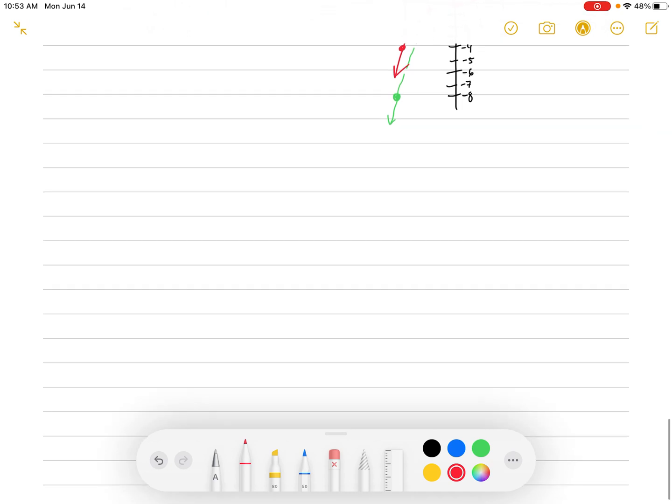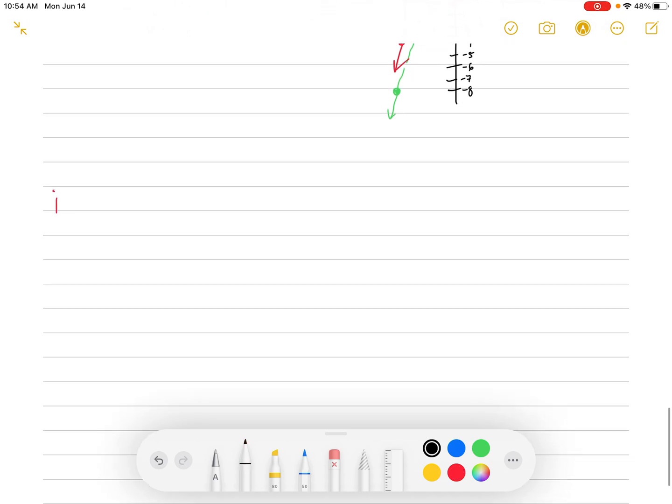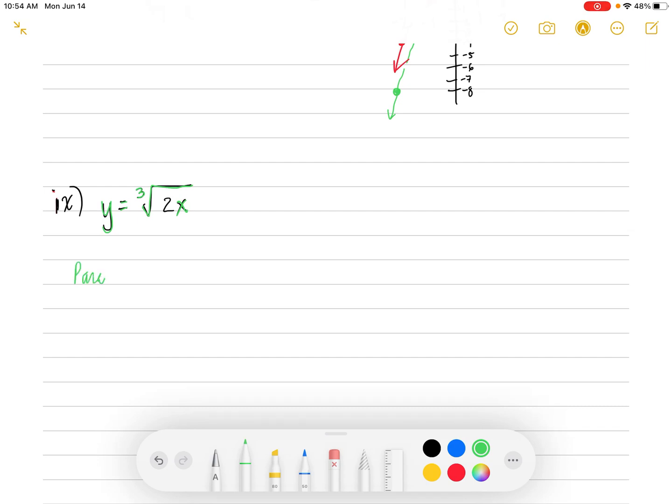Okay, maybe do a couple more. So just get more examples. Number 9, we're going to get y equals the cube root of 2x. So here, my parent is going to be the cube root of x. That's my parent.